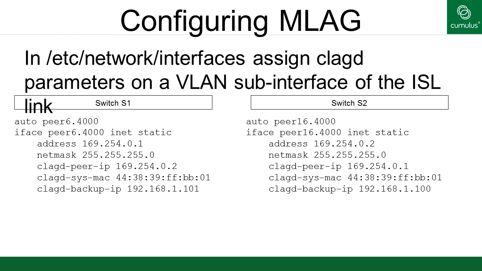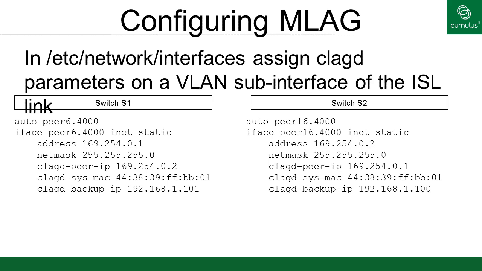We need to define two things at a minimum. The first is the peer's IP address. So that's what this switch will use to contact the other switch. And you can see that we used 169.254.0.2 on the left switch as the peer IP, and that is the IP address we gave to that peer link. And same as vice versa. The right switch uses the left switch's IP address as the peer IP.